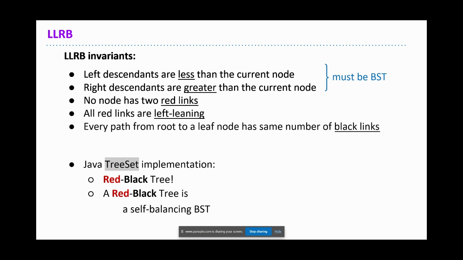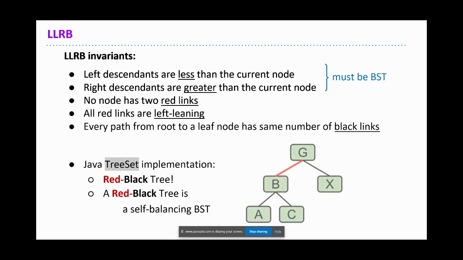It's just a fun fact that the Java TreeSet implementation is a red-black tree, which is a self-balancing binary search tree. It's not exactly the same as what we've been learning in class, but just something fun to remember.